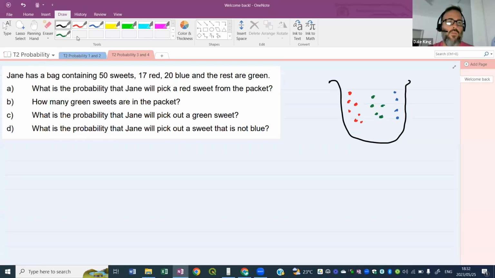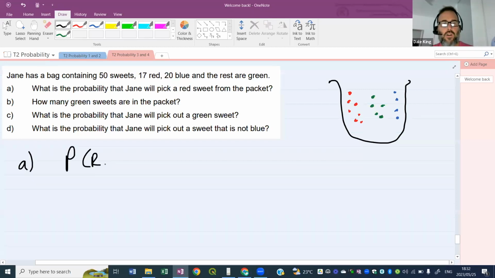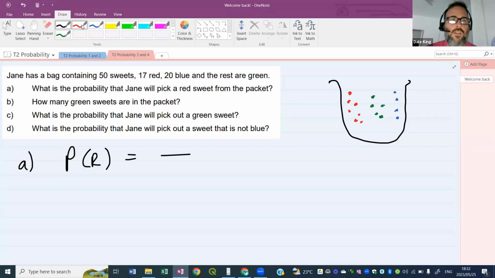Now, if you want to work out probability, we need the formula. I'm going to put R for red. We need a fraction. We first got to figure out what's at the bottom of our fraction. Who can tell me what needs to be at the bottom of our fraction? How many possibilities are there when Jane reaches in that bag and grabs one of the sweets? How many total possibilities are there? 50. Yes, you guys have got it. So there's 50 possible things that could happen because there's 50 sweets. So we're going to put 50 there.